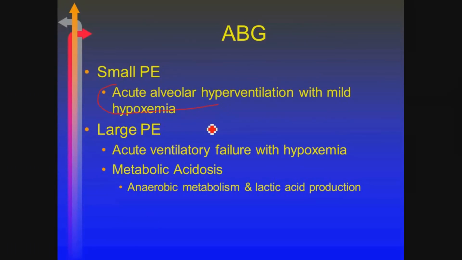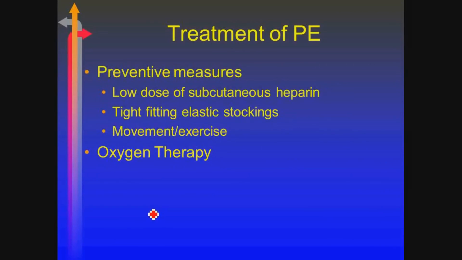Small PEs will just have some hyperventilation secondary to the mild hypoxemia. If truly you have a saddle embolus, something large, you probably are not going to have a blood gas done because you're probably dead. But again, you would have such profound hypoxemia that you develop a lactic acidosis as a side effect.